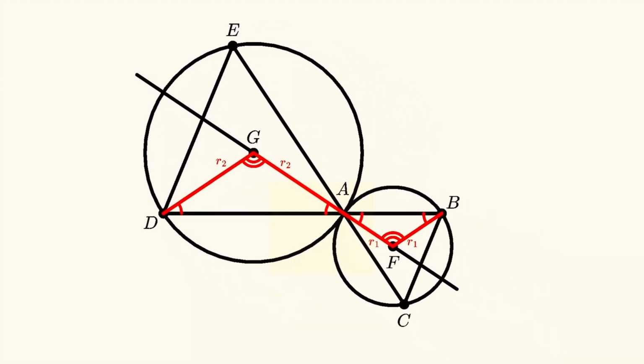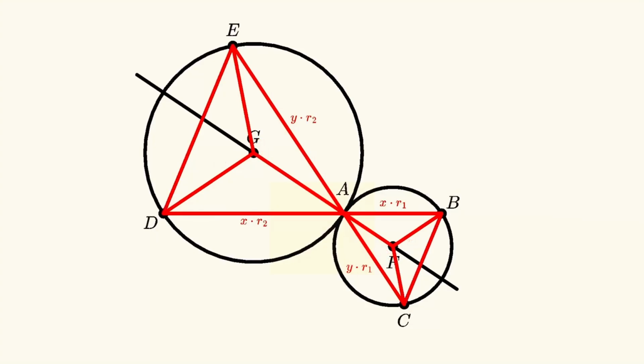This means that triangles ABF and ADG are similar, which we'll show by labeling the remaining sides as a constant multiple of the respective radii. All of the reasoning we used on triangles ABF and ADG also applies to triangles ACF and AEG. The triangles share three congruent angles and are thus similar. So let's let the length of AC be y times r1 and the length of AE be y times r2.